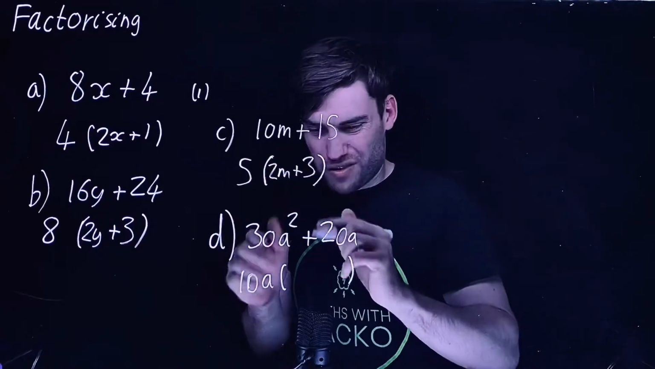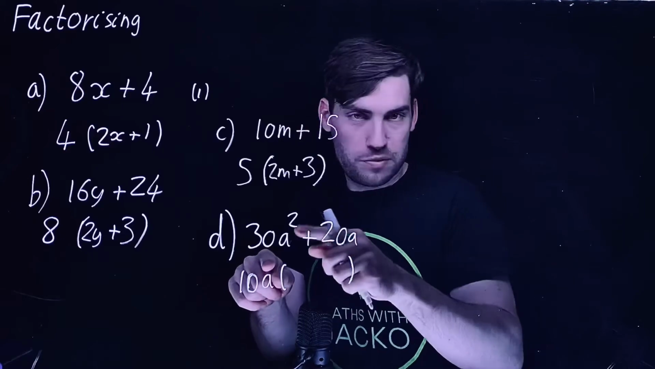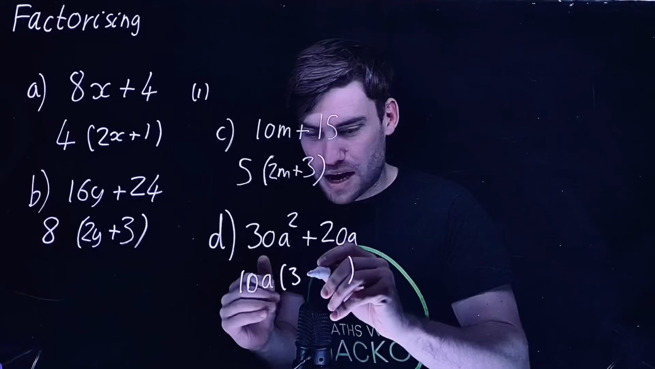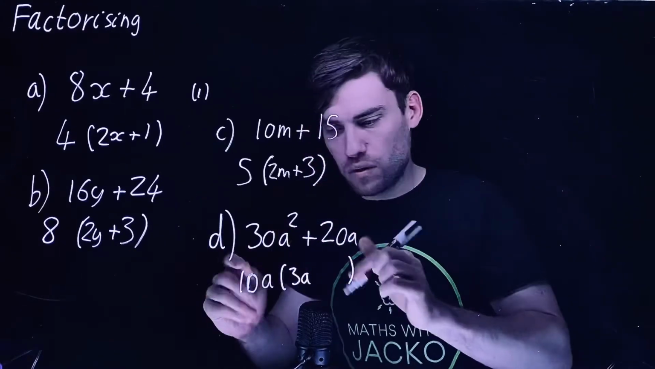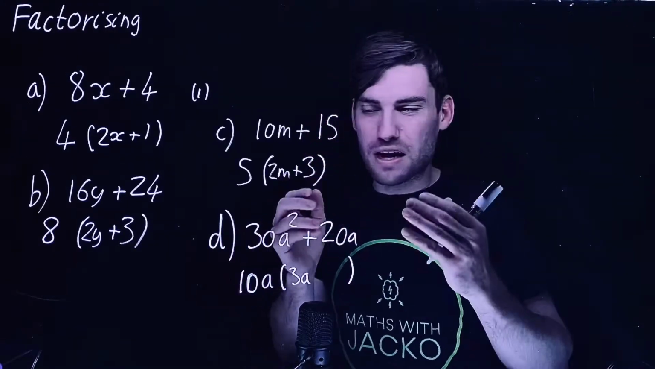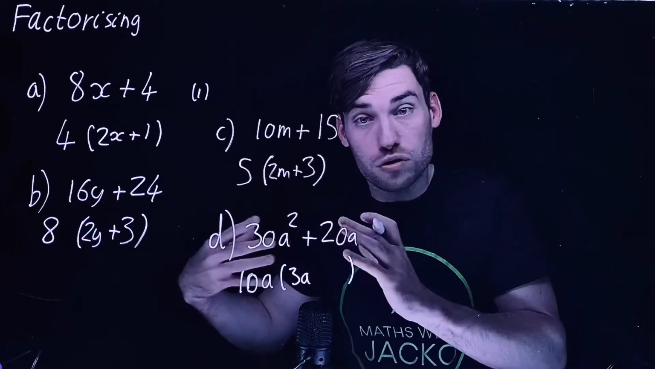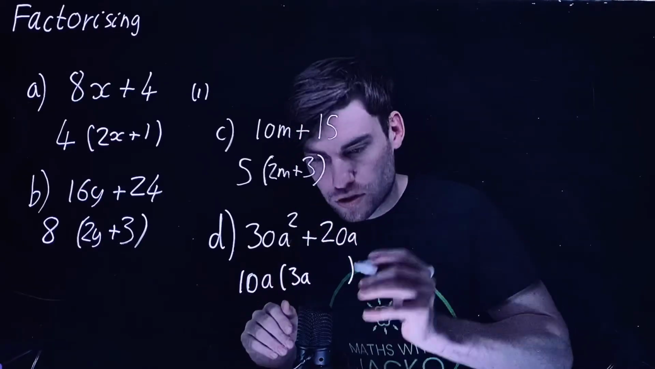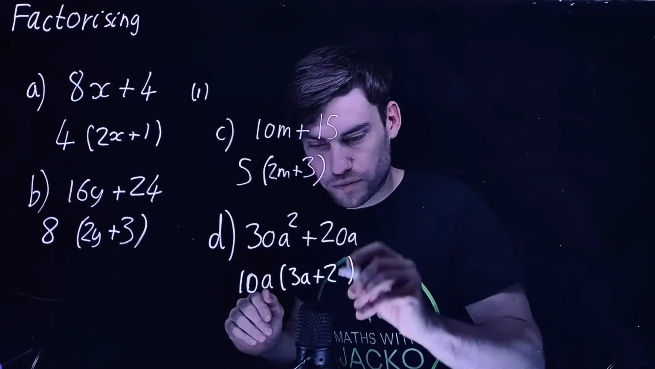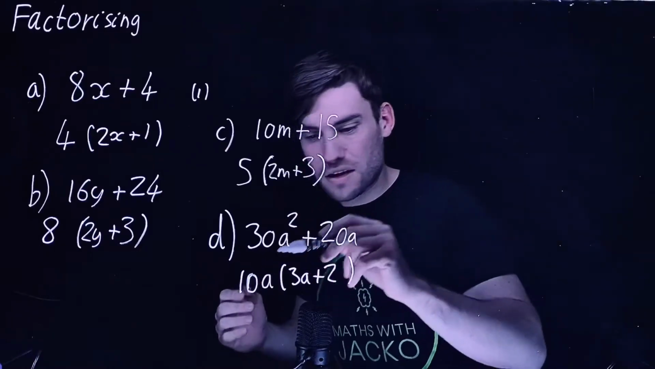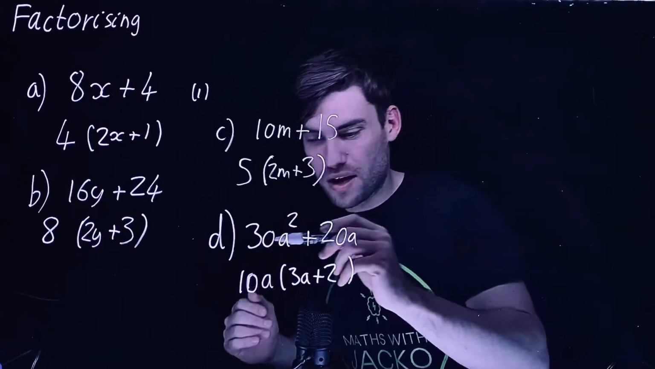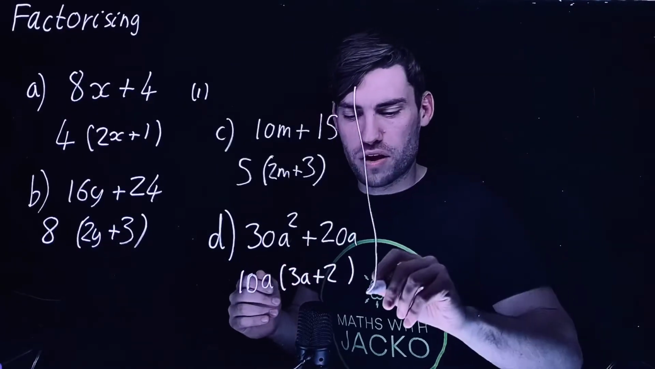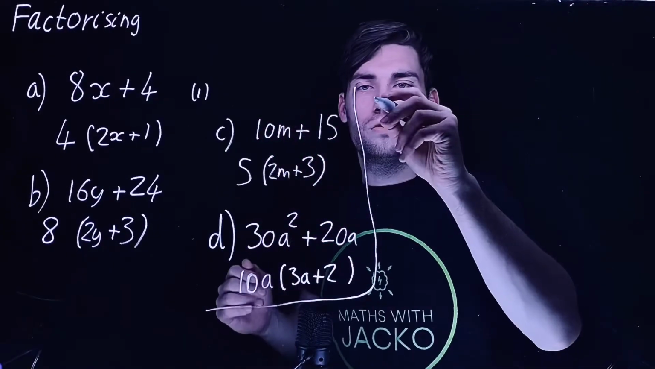Now you just have to think, 10a times something gets me 30a squared. How many 10s are in 30? That's 3, and a times a is a squared. I do have another video on a times a and a squared times a, so go back and watch those videos. I'm not going to go into too much detail in this video. Now, how many 10s are in 20? That is 2. And that is it. 10a times 3a is 30a squared, and 10a times 2 is 20a. I'll just box this off. Now let's go on to question E.